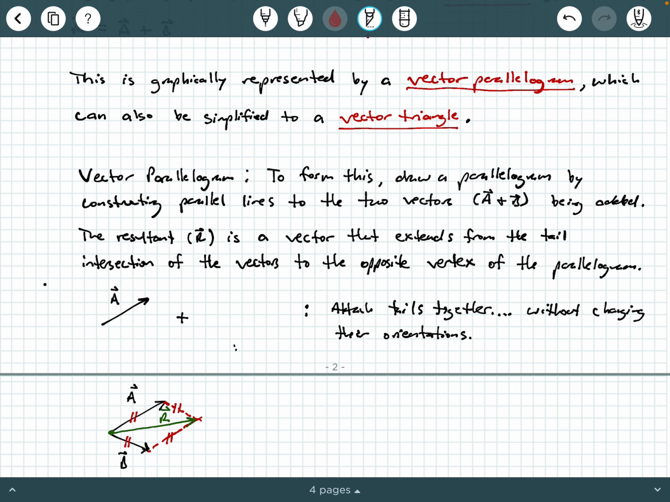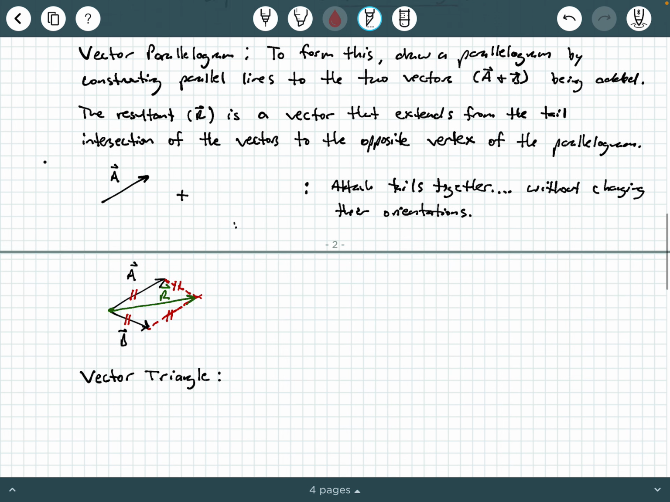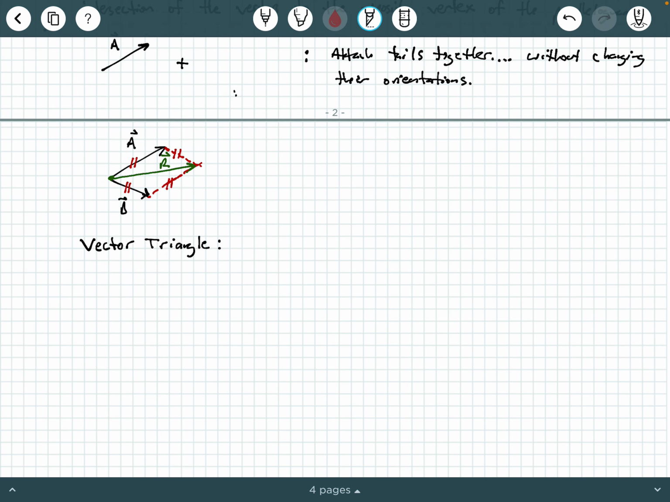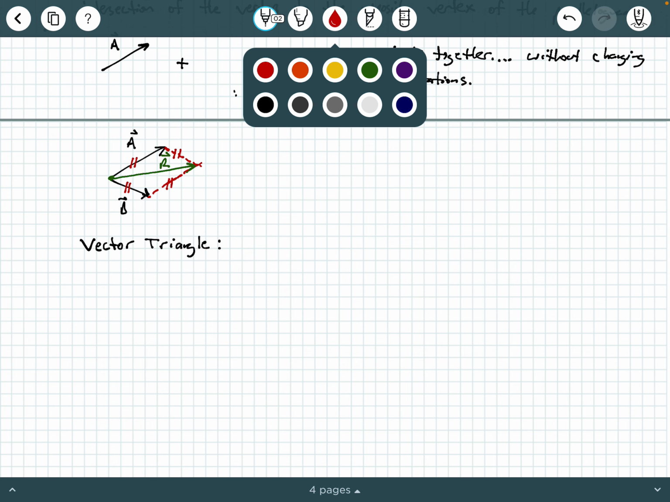So here's what's cool about this. Most of the time, even though we have this nice parallelogram here, we only really need to analyze half of it, okay? Because each half of this parallelogram is a mirror image triangle of itself. So really, you only need to analyze one half of this. So that brings us to our vector triangle. And I'm going to define this.